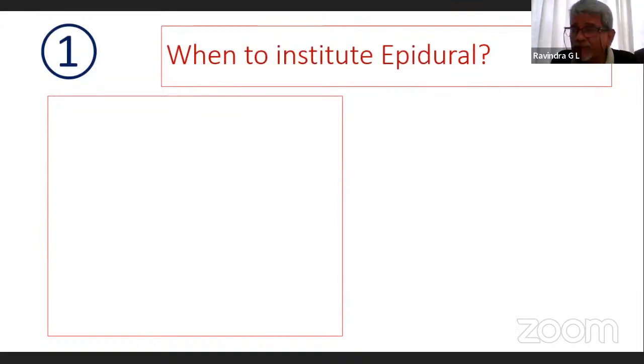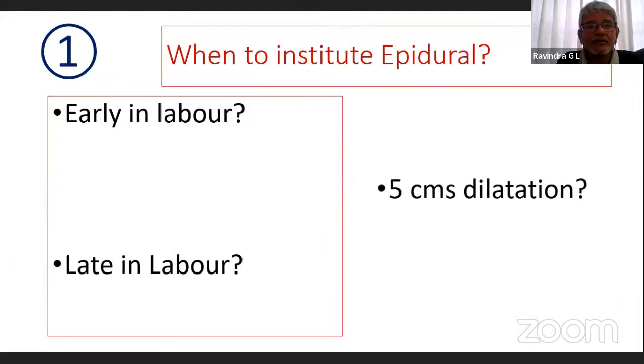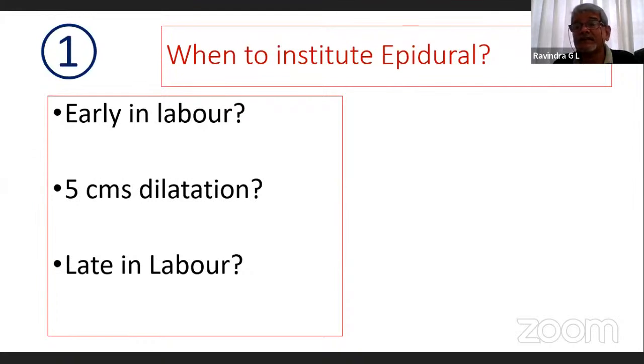Now, when I've decided it, the question is, when to institute epidural? This is the next question. Whether it is very early in labor, late in labor, or an empirical figure of 5 centimeter dilatation, say 3 centimeters or 4 centimeters, 5 centimeter dilatation is what is required. See, this question came up somewhere between the 1980s and 2000, in those two decades, when they were using high concentration local anesthetics, like say 0.25%. Somewhere in the 1950s when they started epidural labor analgesia, they were giving 0.5% bupivacaine epidurally. That was for cesarean section. They could have done a cesarean section also.